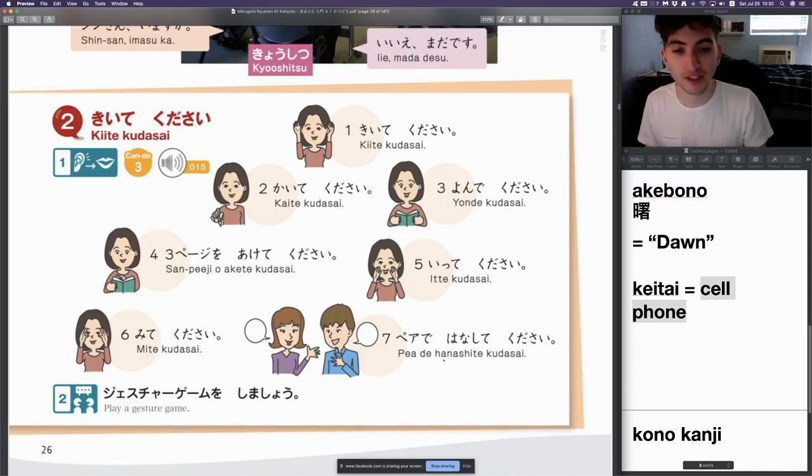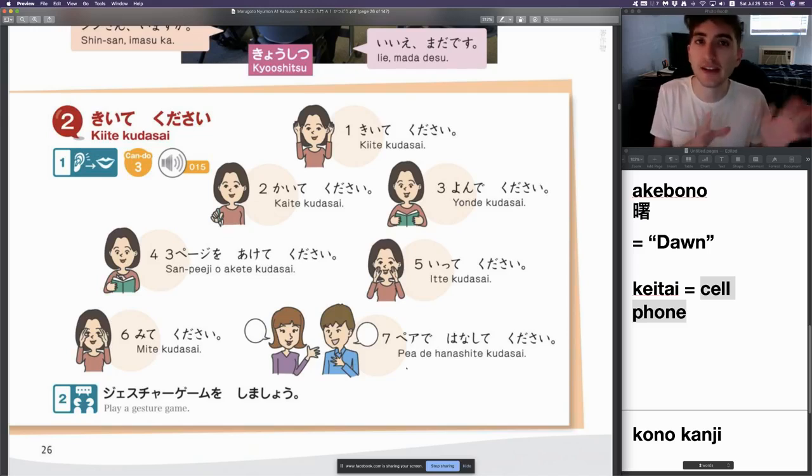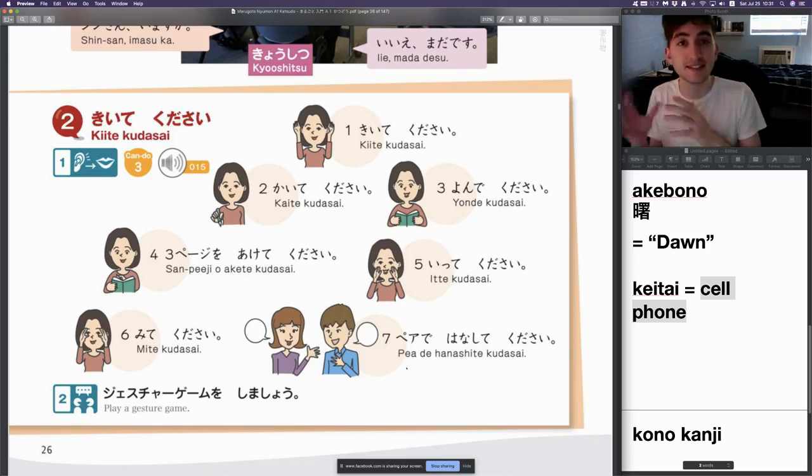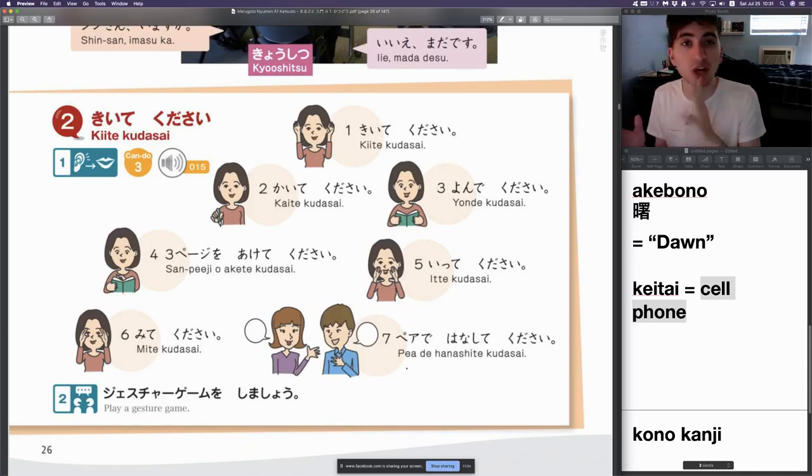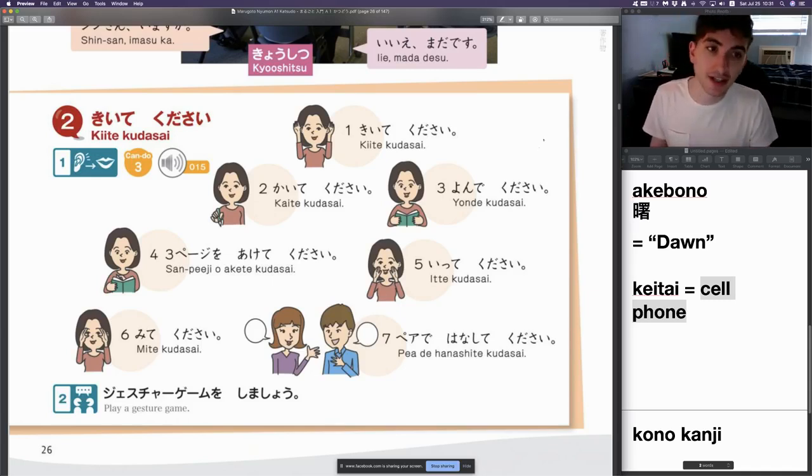And number 7, a great phrase that you will hear in a Japanese classroom often. ペアで話してください. Pair is a pair, right? で means in. So in pairs, ペアで in pairs. 話してください. Please talk. Please talk in pairs.